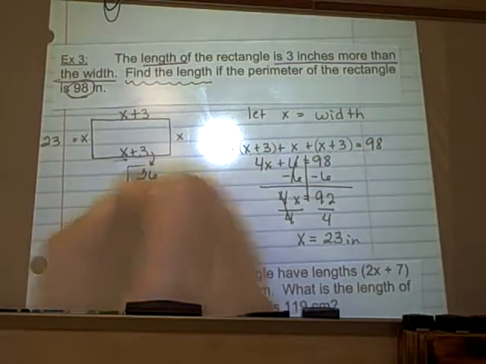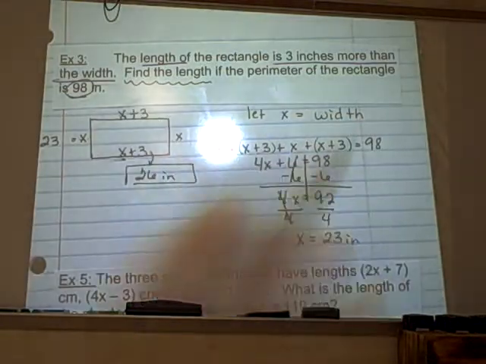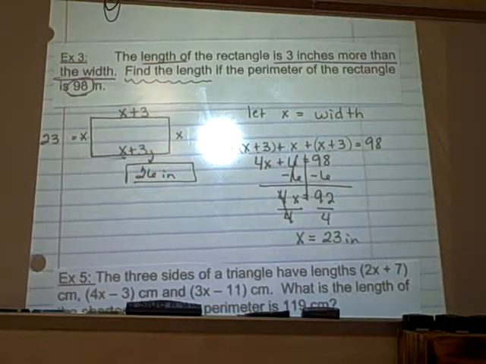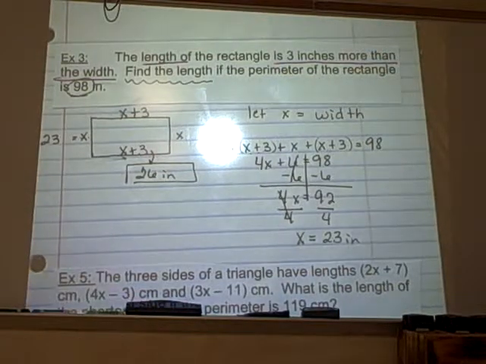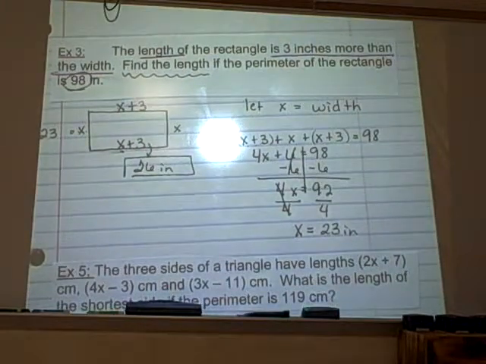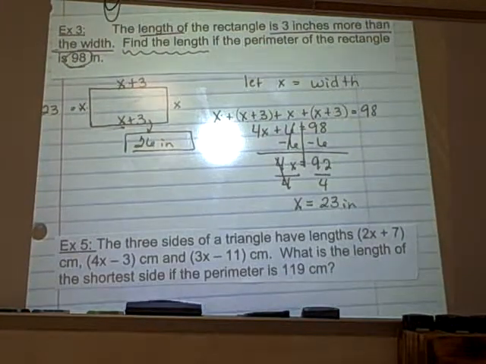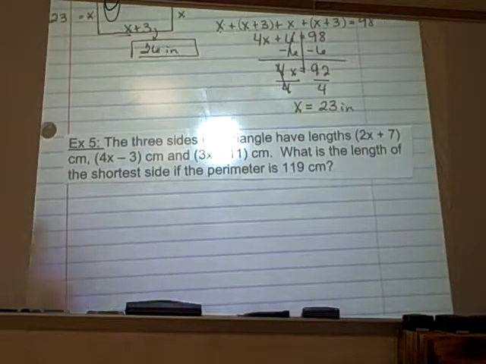That's what they want. They want the length. Because it says right there, find the length. So always, always, always read what the question's asking you to find. Because if you don't go back and find the length, then you won't have the right answer. I think it's a good idea just to always go back and find both things, just to be on the safe side. All right, number 5.